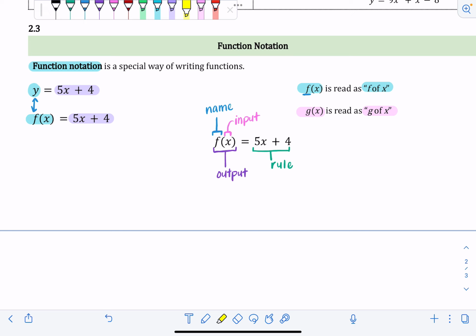So f, that letter in front, is the name of the function. x is the input. Those two together, the function evaluated for the input, would give you the output. And then the 5x plus 4 over here is the rule, and that can change as well.